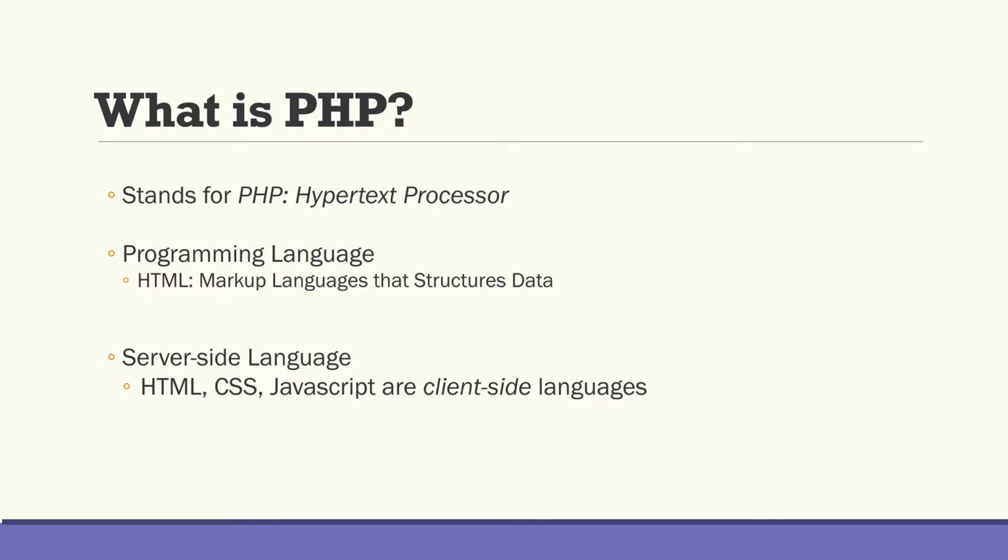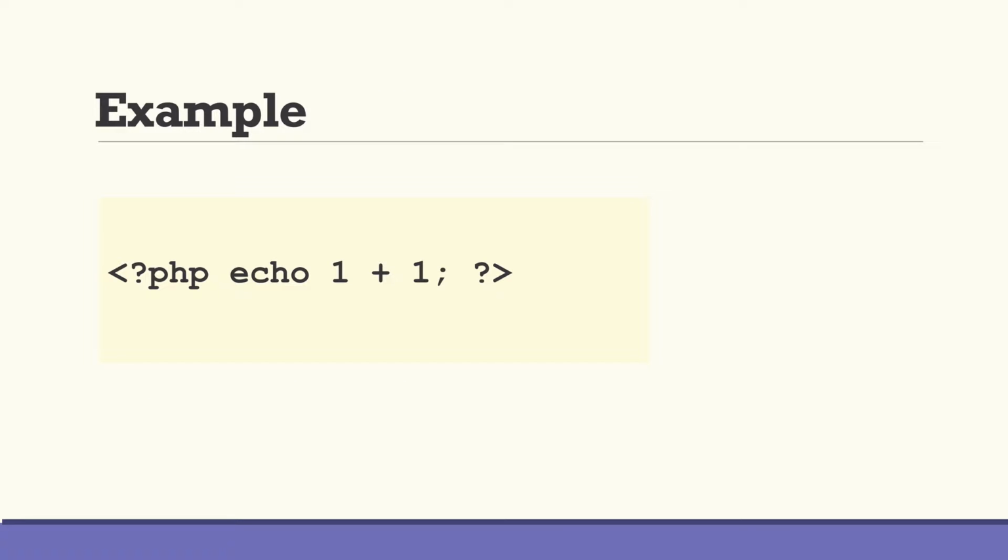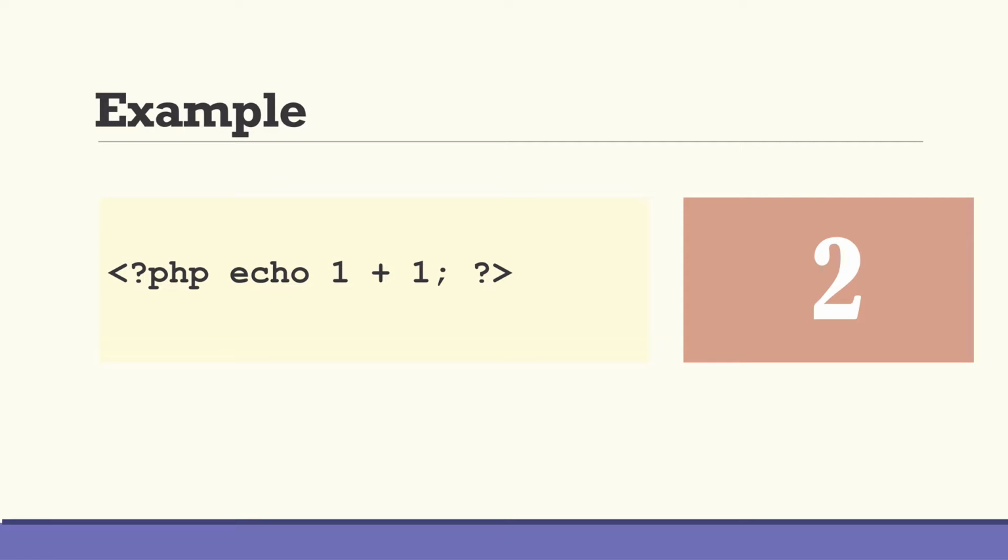As an example, in PHP, the code would look like what you see on the screen now. You see we have an opening PHP tag, we have the word echo, and we have 1+1 with a semicolon and a closing PHP tag. That's what we see as PHP code. However, what the browser would see is just the number 2.